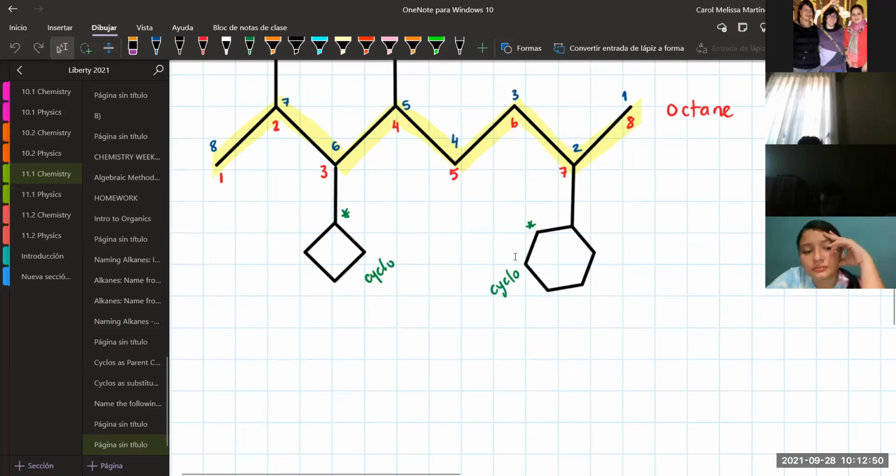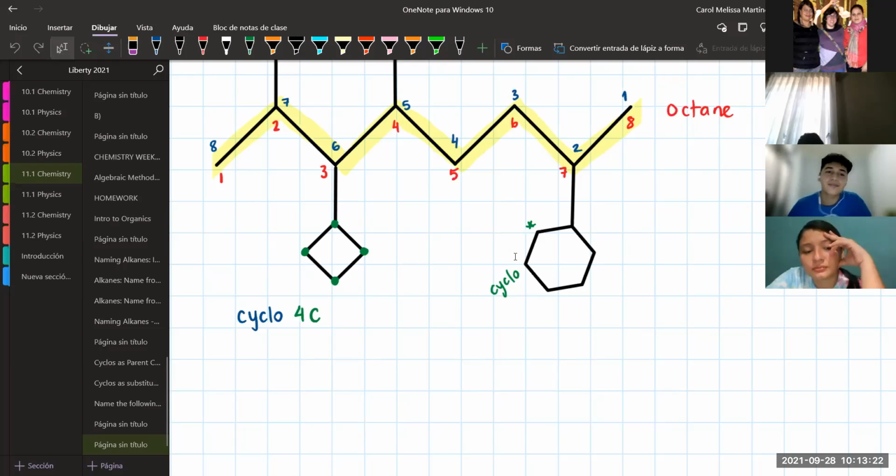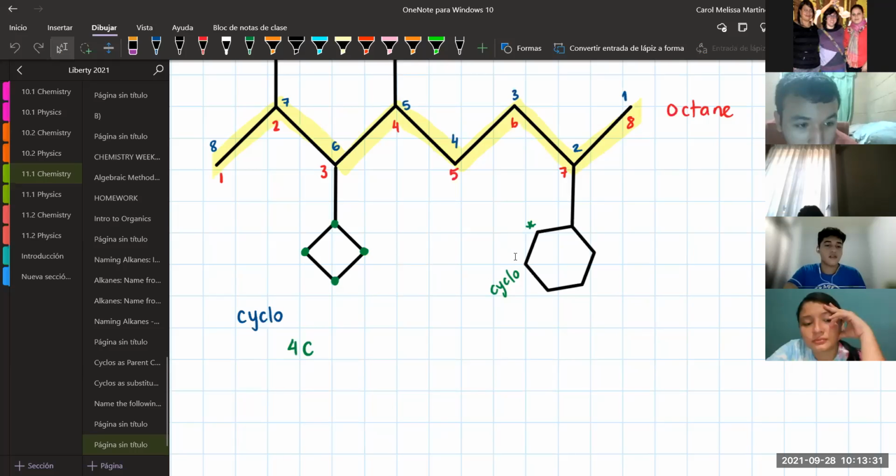So now I'm going to focus on the name of each cyclo. This cyclo over here has 1, 2, 3, 4 carbons. So what will be the name of this substituent? First, it is a cyclo, so cyclo as a prefix. Then I have 4 carbons. What is the prefix that I use for 4 carbons? Is it meth, eth, prop, but, pent, hex, hept? But. Okay, but, and every alkyl ends in yl, so it's going to be butyl. So the name of this substituent is going to be cyclobutyl.